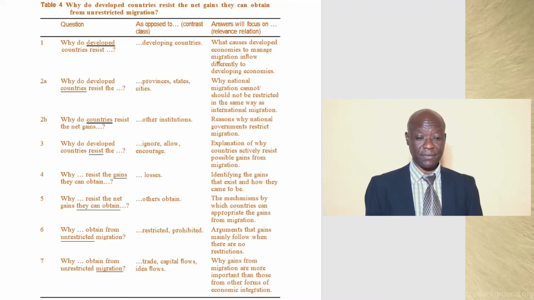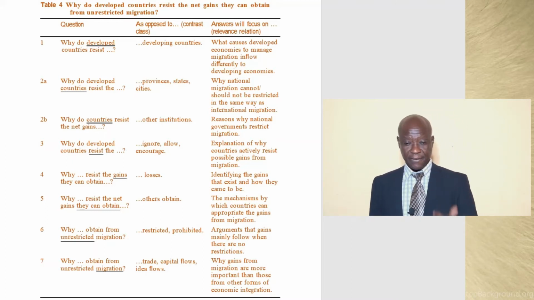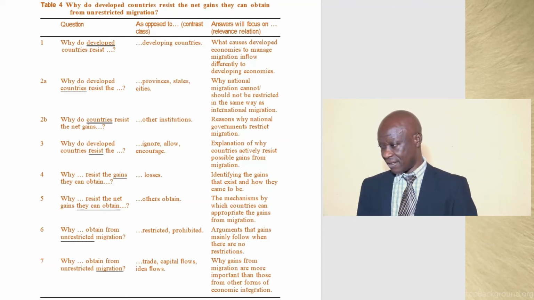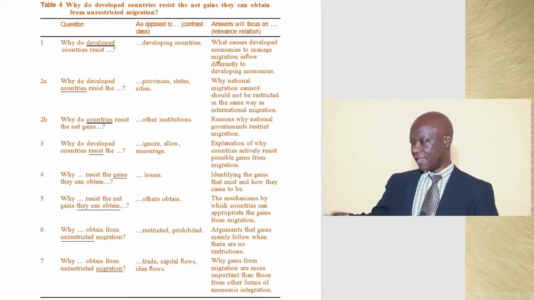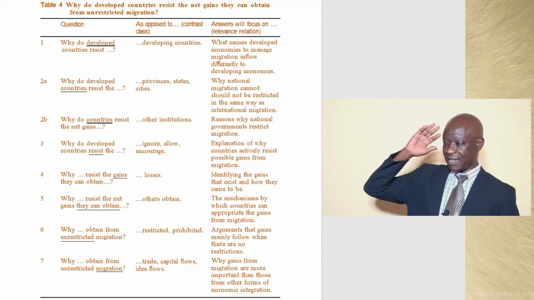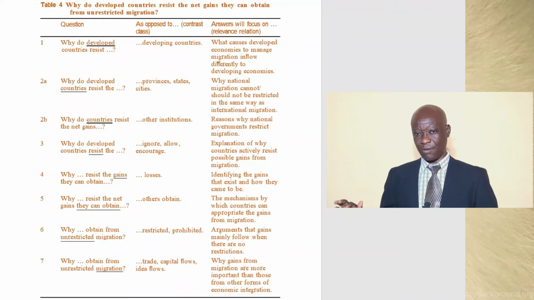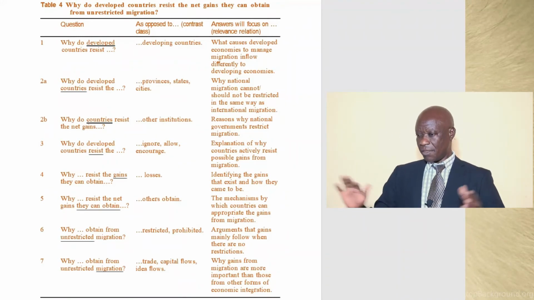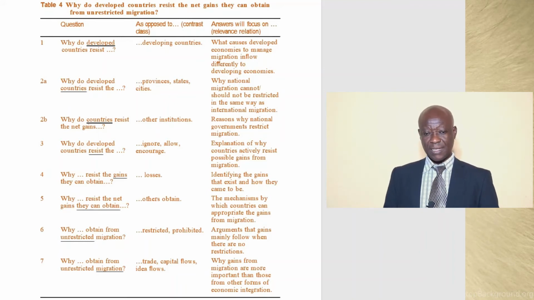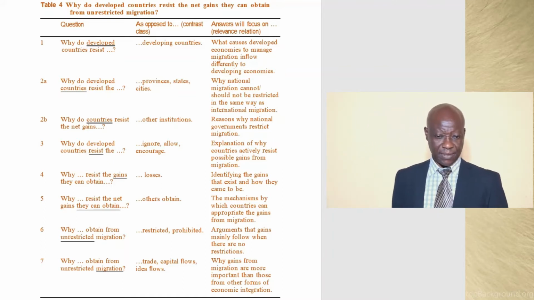So we move to step number three: identify the different nouns and verbs. I hope you are seeing this on the screen. This is our table, we've called it table four. All these that I'm talking about, step number one, step number two, are helping us to articulate the issues summarized in the table here.